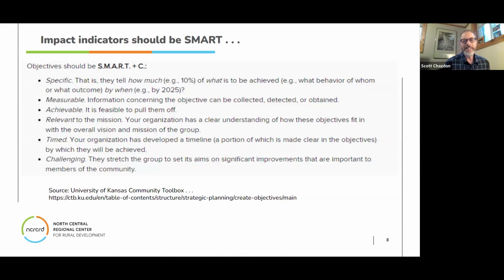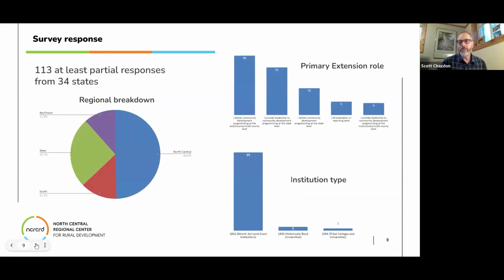And then, this is interesting, this slide is from the University of Kansas Community Toolbox, which I'm guessing most of you have used at one time or another. But this idea also that the indicators should be challenging. They should stretch us to think about what we as community resource and economic development in Extension want to be working on. And so more aspirational for the future. And you'll see in some of the comments from the survey that we got at a lot of these concerns about our current set of indicators, and we also got some really good ideas. So let me share with you a little bit about what we found out.